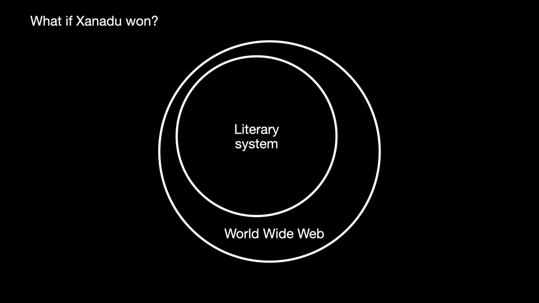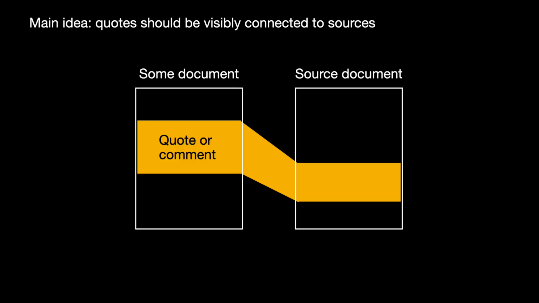Now let's look at Project Xanadu in more detail. How was it supposed to work? To understand it, we can start with its core idea. Quotes should be visibly connected to their sources. Once we accept that idea, an immediate question follows. What happens if the source document changes? By trying to answer that question, you can essentially reinvent Project Xanadu.